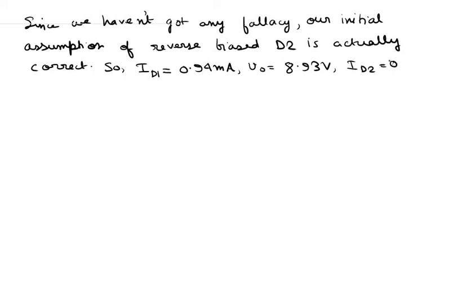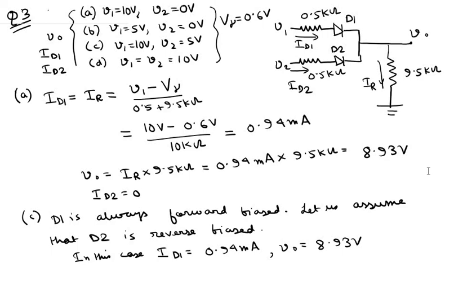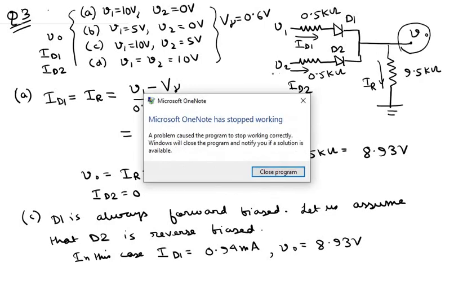Now, if for example, after assuming that D2 is reverse biased, we would have got this output voltage V0 as 4 volts, then our assumption of reverse biased D2 would actually be incorrect. Because when we have assumed reverse biased D2, after that we have got V0 equal to 4 volts, and it was already given that V2 is 5 volts.